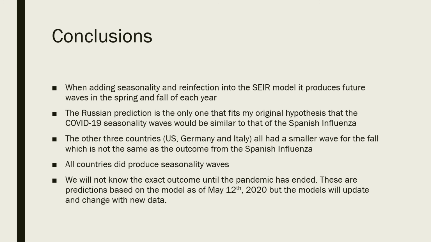In conclusion, when I added seasonality and reinfection into the SEIR model, it produced future waves of seasonality in the spring and fall of each year. As for my original hypothesis that COVID-19 would have seasonality waves similar to that of the Spanish influenza, the Russia prediction was the only one that follows this theory. The other countries, Germany, Italy, and the United States, all produce a similar effect with slight variations, where the second wave occurring in the fall of 2020 is smaller than the first initial wave, but the other countries I ran the model for did produce seasonality waves.